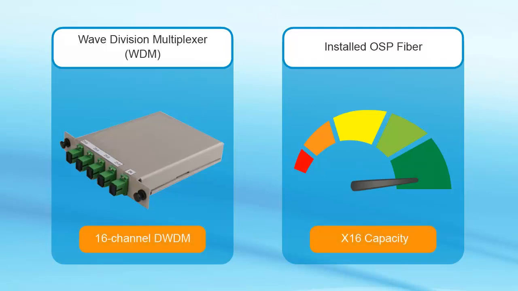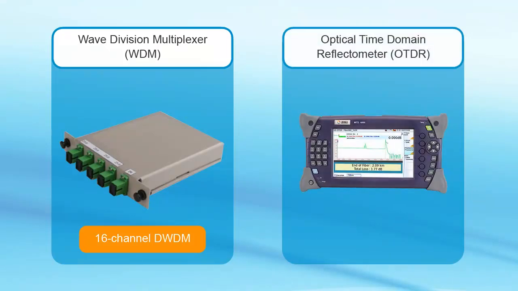For example, a 16-channel dense wavelength division multiplexer, DWDM, can increase a single fiber's bandwidth capacity 16-fold. WDMs can also be used in conjunction with optical time domain reflectometers, OTDRs, to perform out-of-band testing on one wavelength, with operation on another, on active fibers. The use of OTDRs for out-of-band testing allows for very fast and efficient troubleshooting of fiber networks, as well as the ability to detect problems before they become service-affecting.